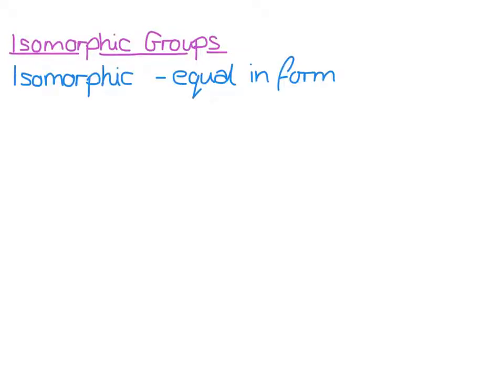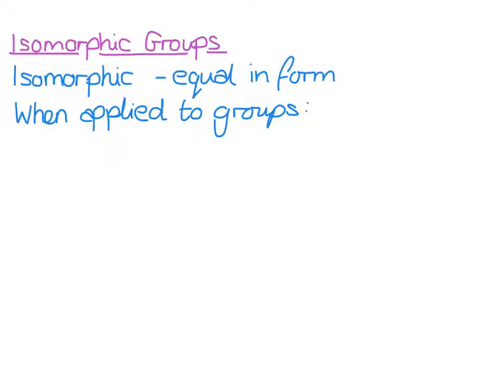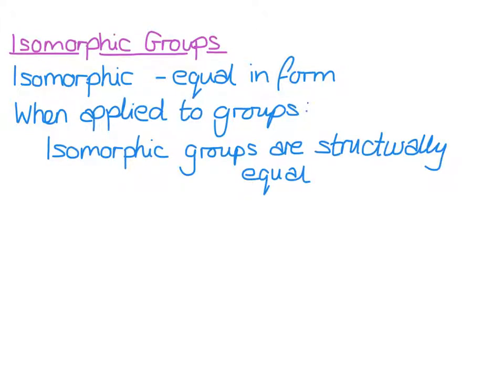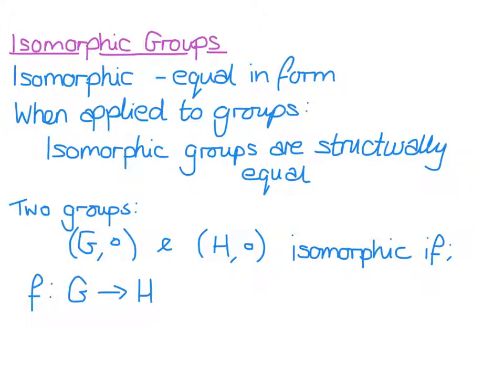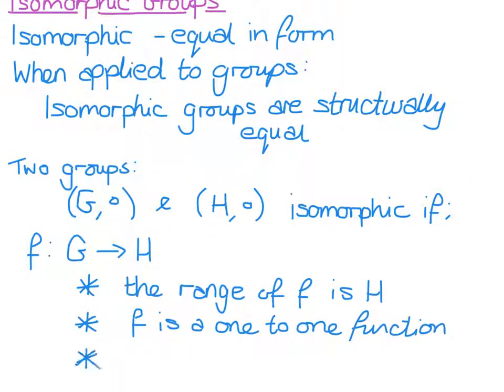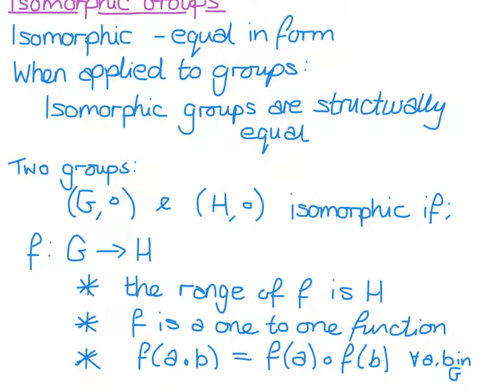And finally, moving on to see what it means to be an isomorphic group. Isomorphic means equal in form. So when the word is applied to a pair of groups, it means that the groups are structurally the same as each other. So if we have two groups, G and H, they are isomorphic if there exists a function f which maps between the two groups such that the range of f is in H, f is a one-to-one function, and f of a dot b equals f of a dot f of b for all a and b in the group G. If these all hold true, then the function f which maps from G to H is an isomorphism.